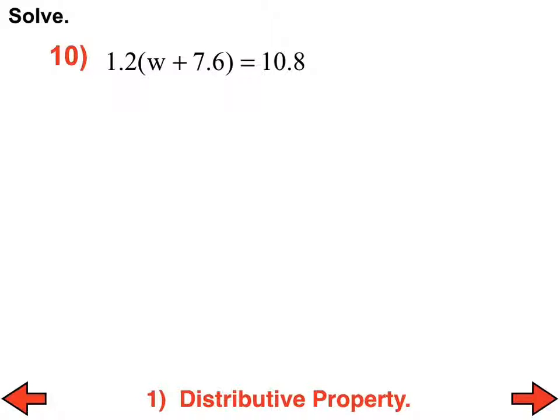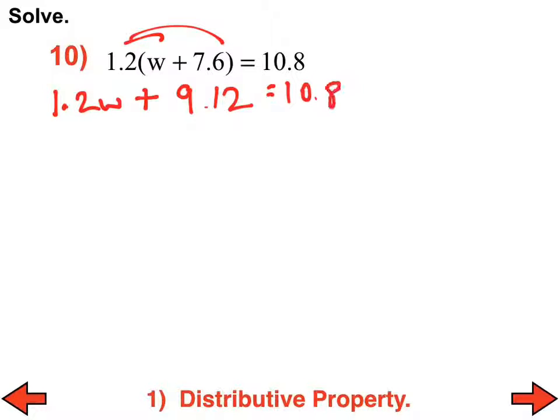Trevor, what's the first step? You use distributive property to get 1.2W and 9 and 12 hundredths equals 200. Okay. Angelica, what's the next step? Subtract. I mean, try to get rid of 1. Yeah, subtract what? Subtract 9 and 12 hundredths from 200. Okay. And then, what do you have after you subtract?